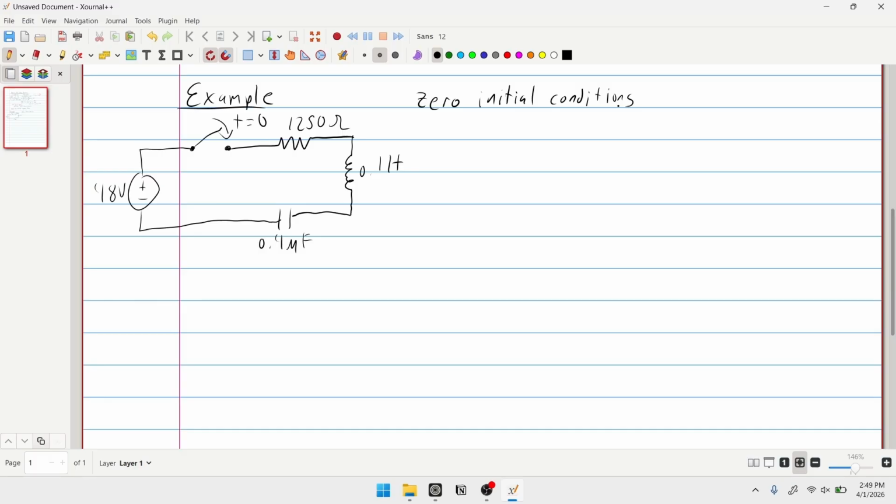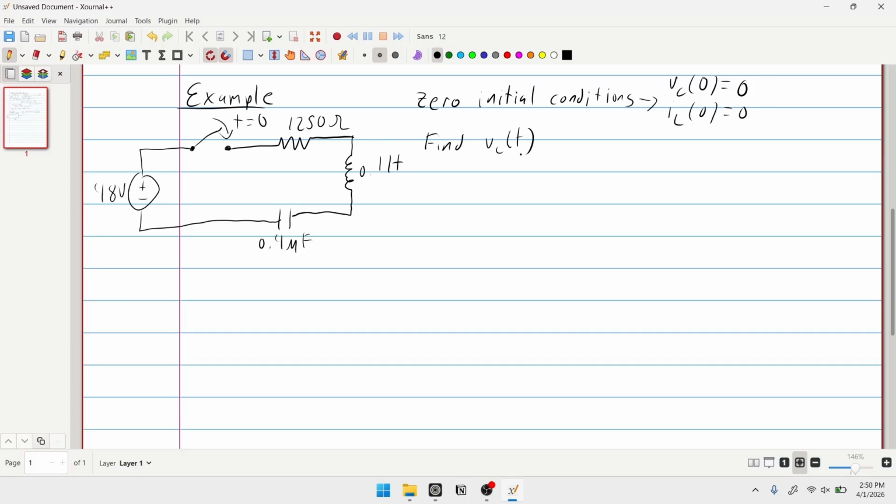Okay, so now what does 0 initial conditions mean? Well, this means that all initial values are 0, or basically Vc of 0 equals 0, and iL of 0 equals 0. And so we need to find V sub C of t.